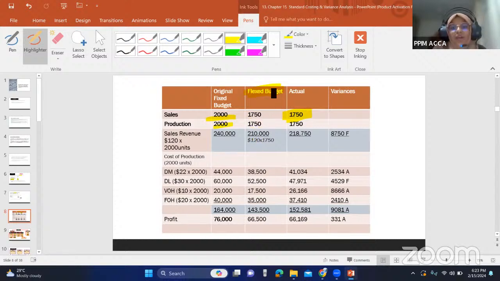Now look, if we had 1,750 units sold at 120, that is the standard selling price, we should have had a sales revenue of 210,000.